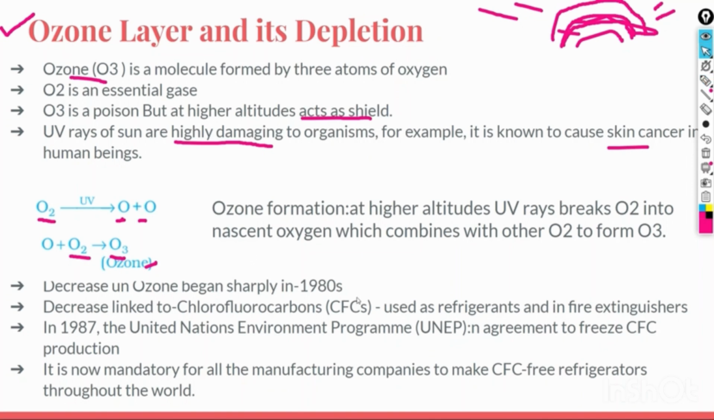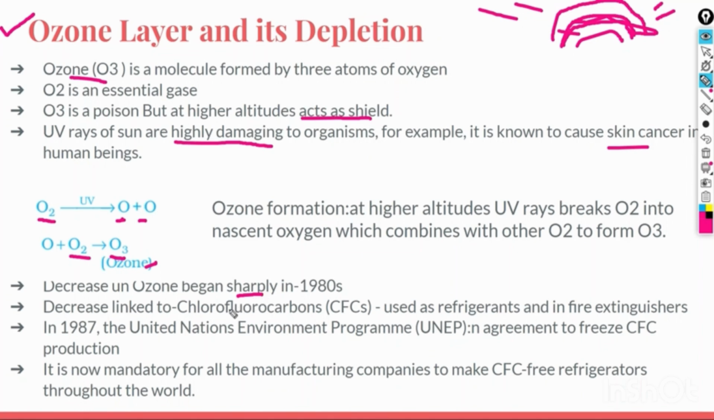So after understanding the importance of this ozone layer, we should know that the ozone layer is constantly depleting. Why? Because of our activities. A decrease in the ozone layer began sharply in the 1980s. It was sharply observed in the 1980s that the ozone layer is depleting, and there are various ozone holes being formed. So there are various regions where there is a hole in the ozone.